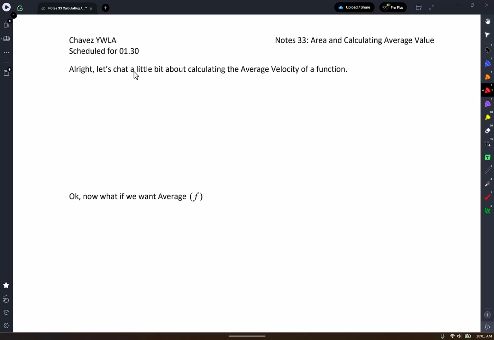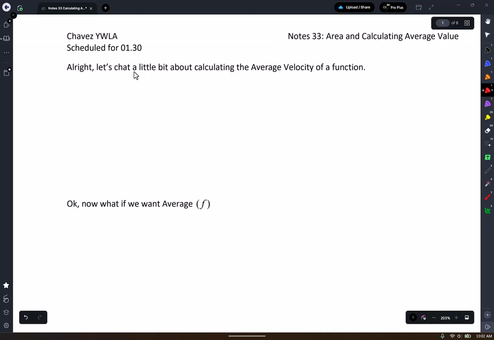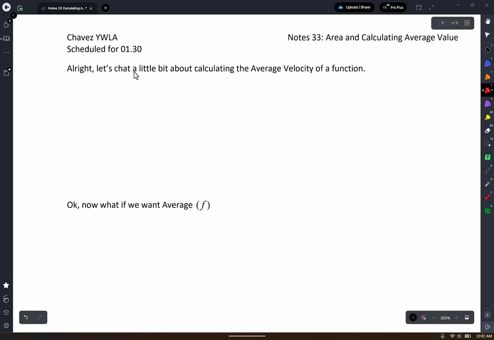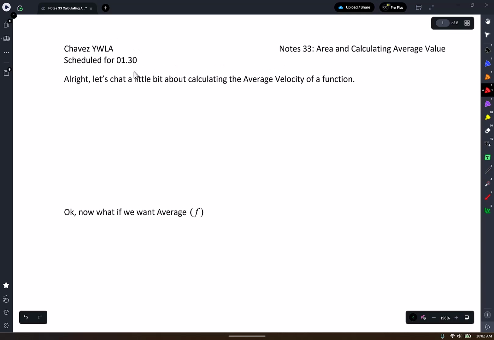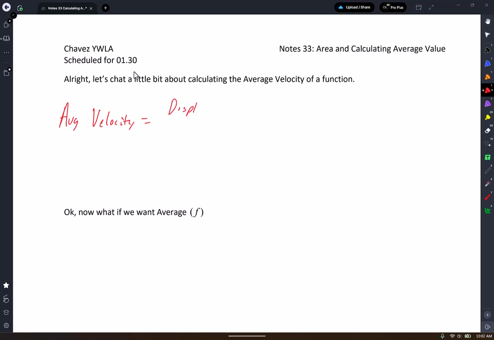Okay. Any questions on any of that? All right, guys. Let's continue. We are now calculating average and area between curves. Hopefully it's not too much. Let's chat a little bit about calculating average velocity from your physics days. So I'm going to write average velocity. Average velocity, when you guys were in physics, was your displacement divided by time.